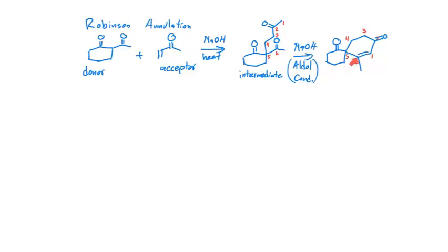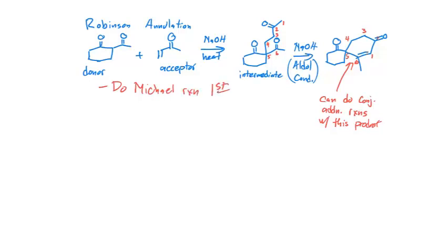You can see that my carbonyl used to be here at number 6. Number 1 used to be a methyl group. Now it is a double bond to carbon 6. And a few interesting points about this. We can do conjugate addition reactions with this product. Also, do the Michael reaction first. That's what we should always do when faced with a Robinson annulation type setup.